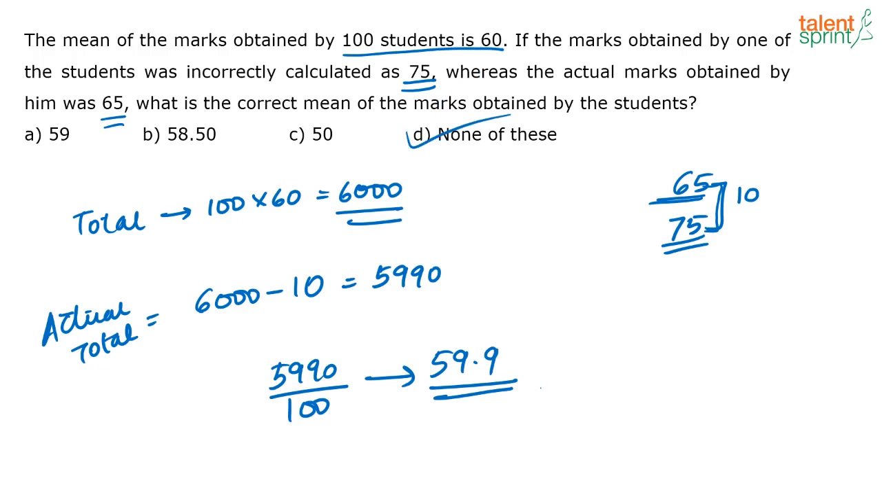Whenever you have such incorrect marks entered, just see the difference between the actual mark and the mark that has been entered. So either add that or subtract that from the total that you get, as per the question. Do that and then find out the correct total. Then find the average. Sometimes what we do is we can do it like this: 6000 minus 75 plus 65. This is again going to give you the same result. So you needn't do it like this directly. You can write it in one step.